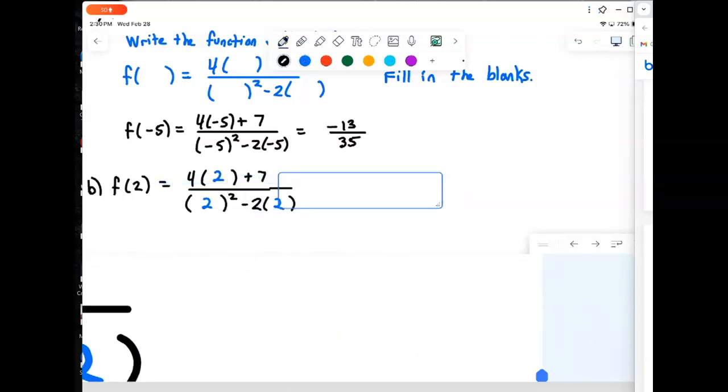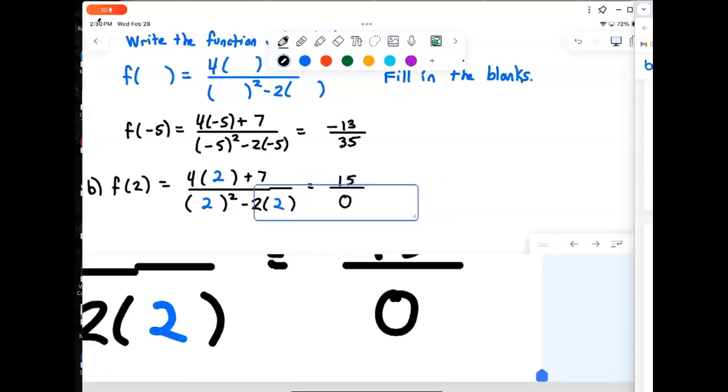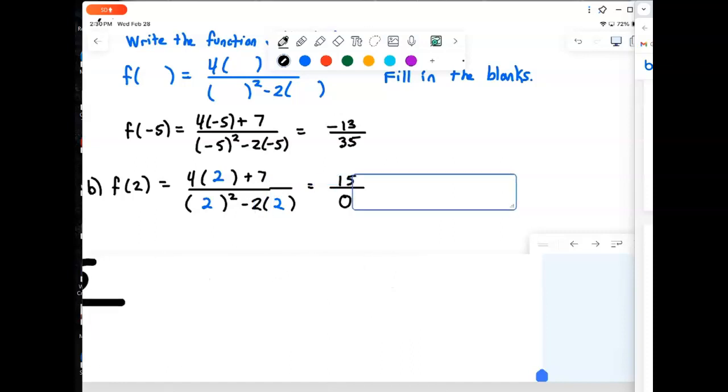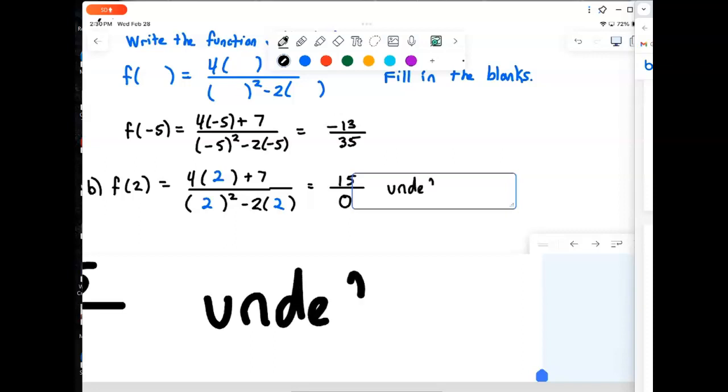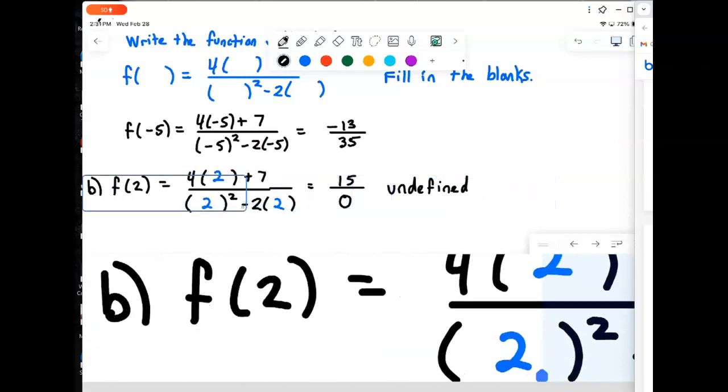So on the top, I'd have 4 times 2 is 8, plus 7 is 15. On the bottom, I'd have 2 squared is 4, minus 2 times 2 is 4, 4 minus 4 is 0. So I have 15 divided by 0, but I can't do that. That's undefined. So here we've run into a value where this function that we were given, f of x equals 4x plus 7 over x squared minus 2x, is not defined when x is equal to 2.